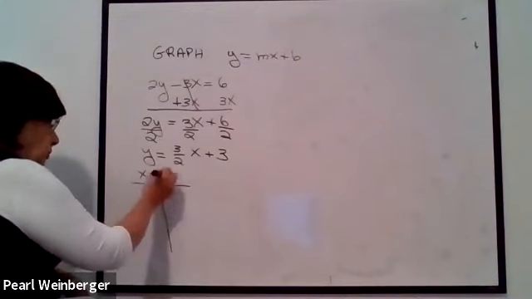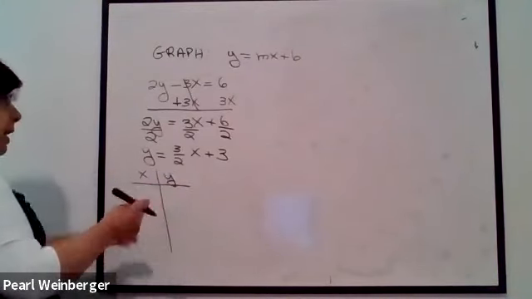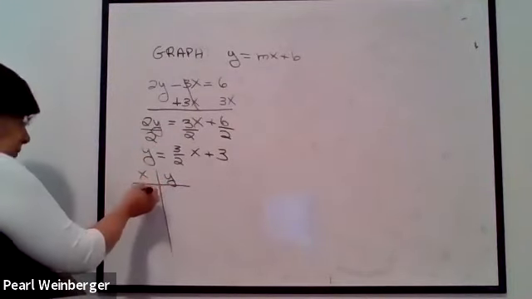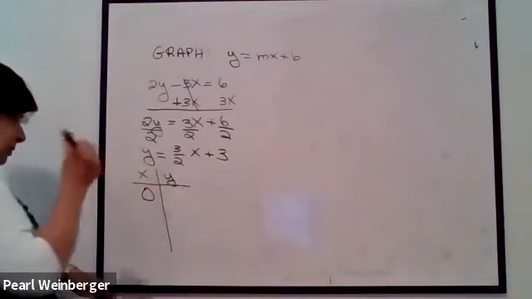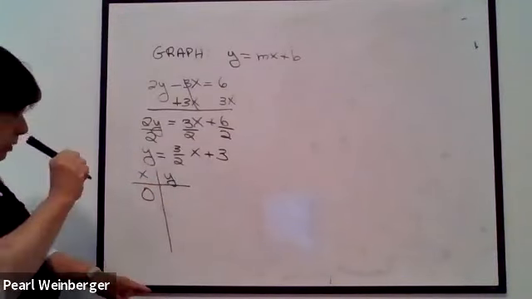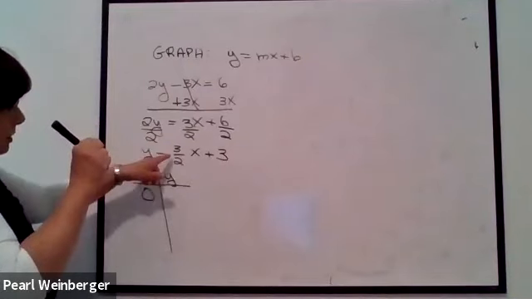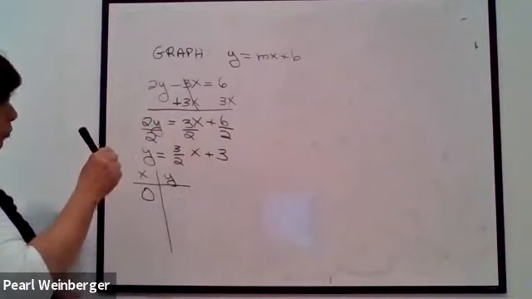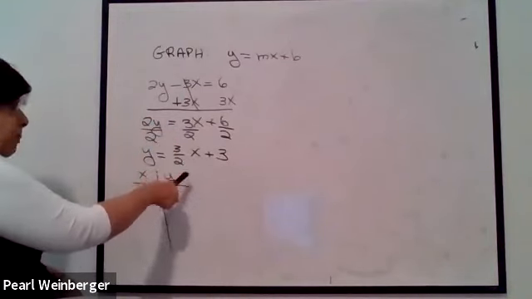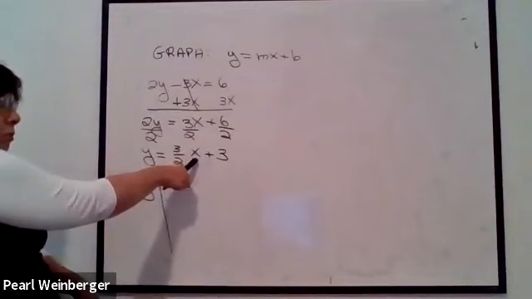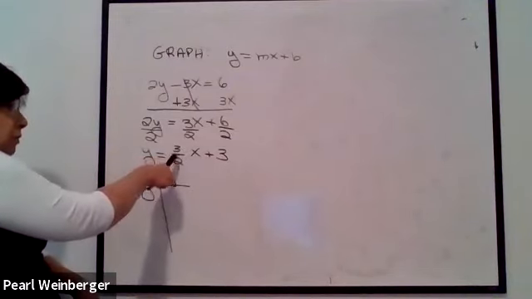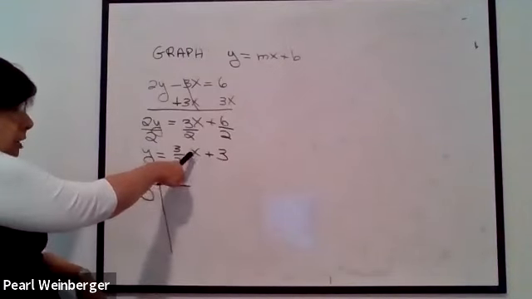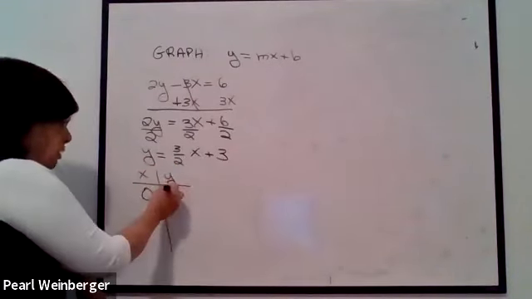So you make yourself a little chart and you pick any number you want for the x value. And I always like to pick 0 first because 0 is always an easy number to use. Stick it into the equation, and then you're going to get the value for the y. So if I replace the x by 0, this will be 2 times 0. Well, anything times 0 gives me 0, and 0 plus 3 gives me 3.